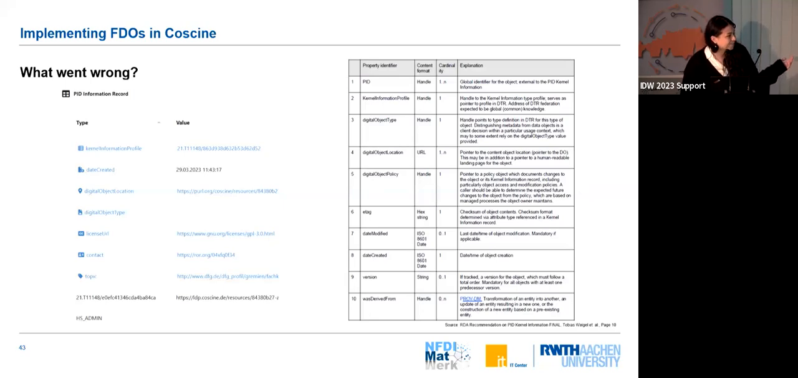I did not choose every type of the RDA recommendation because for Cosine, it was, for example, very difficult to have the type of the ETAG checksum, because we do not have that in Cosine, and also version control. This is also something that we have not implemented in Cosine currently. So I just chose what worked for Cosine, to get one result and see at the end if that works for a certain PID in Cosine. And it did work in a test environment.